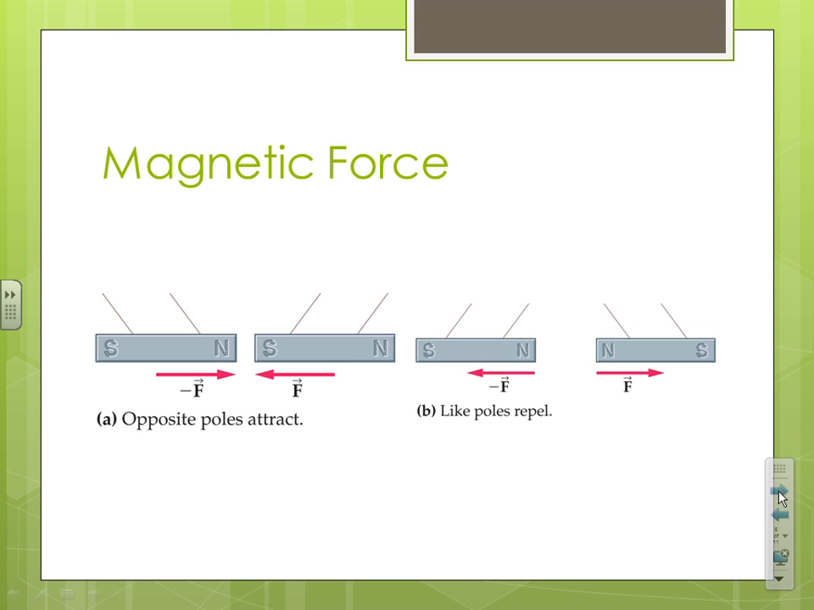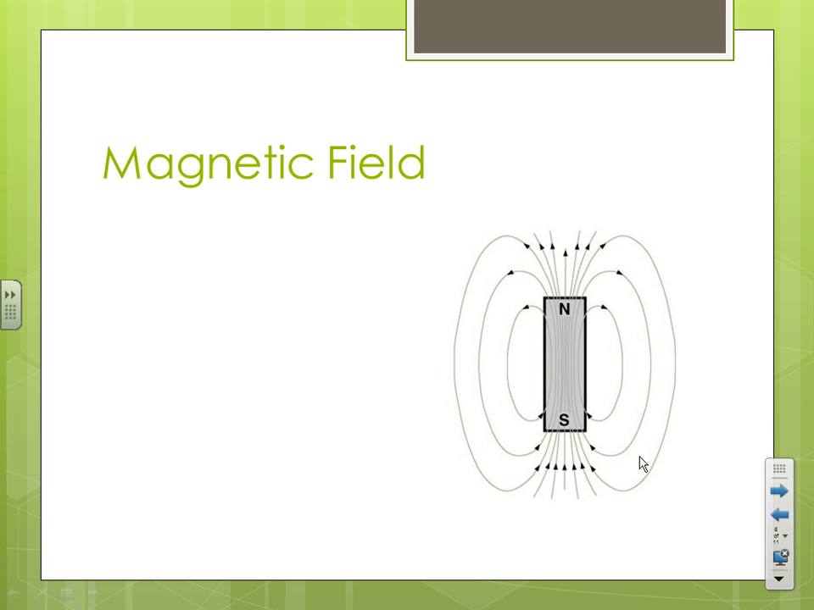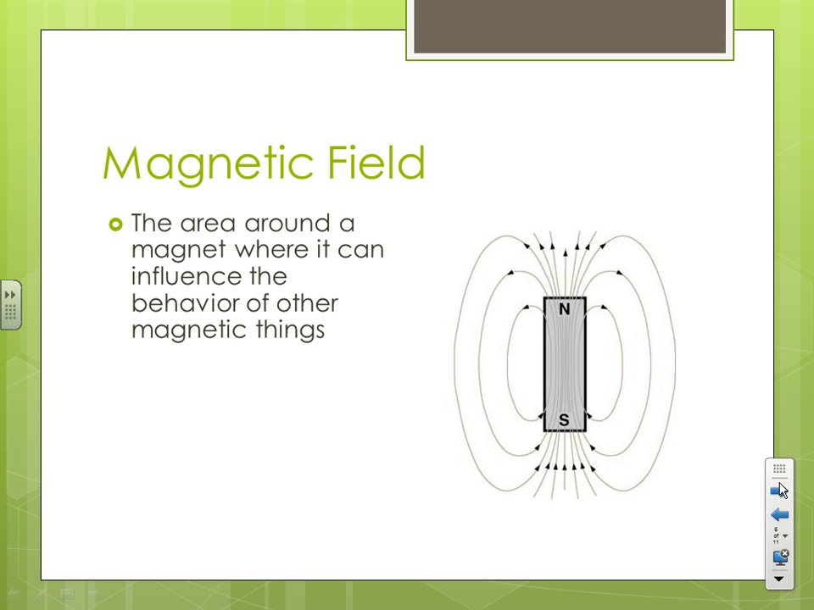All right. Next concept that we'll talk about a lot in the next couple of days when we talk about current is the magnetic field. We introduced the idea of a field in the last section when we talked about electric field. The field is an area. It's a space around the magnet where it can influence the behavior of other magnetic objects, other magnetic things.